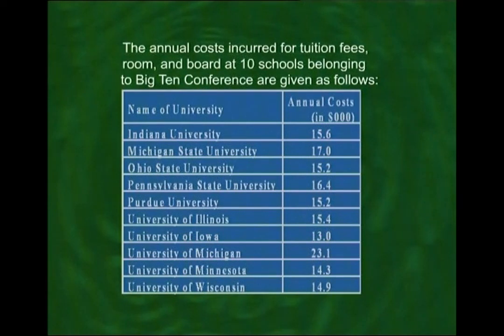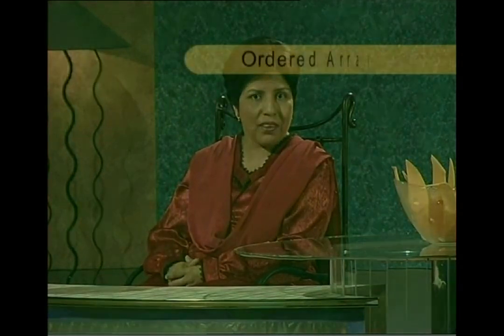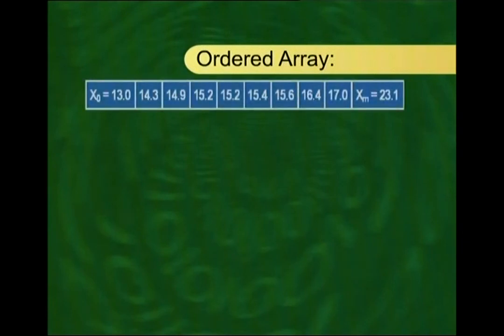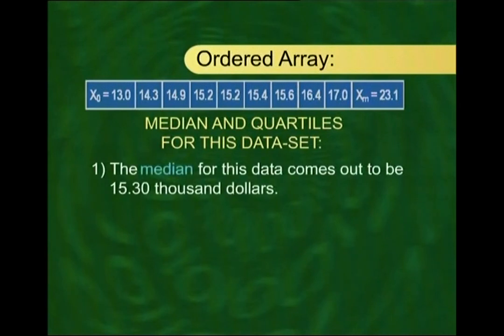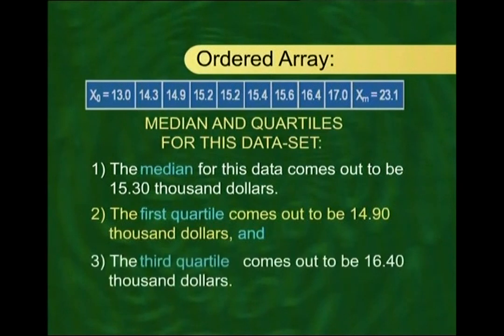$15,200, and so on. In order to state the 5-number summary of this particular data set, students, the first step will be to arrange these values in ascending order. So, as you now see on the screen, when we arrange these values, the smallest value comes out to be 13.0 and the largest 23.1. Also, when we do the relevant computations, we find that the median for this data set is $15,300. The first quartile is $14,900.